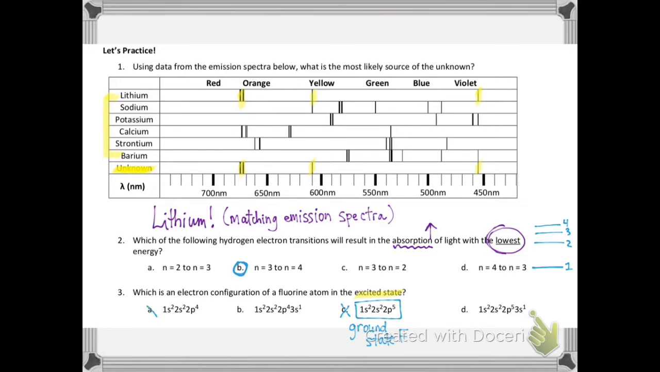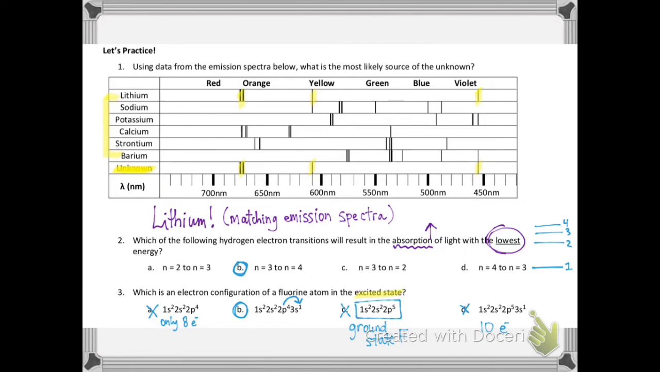So it also can't be this one because it only has 8 electrons. But it can't be D either because that one has 10 electrons. Which means B is fluorine in its excited state. Notice, one of the 2p electrons jumped up to a higher energy level.